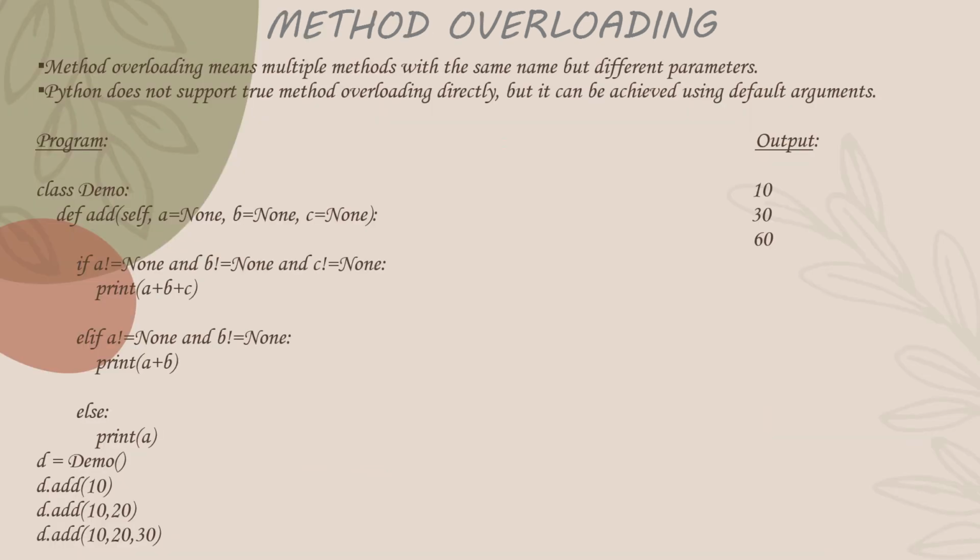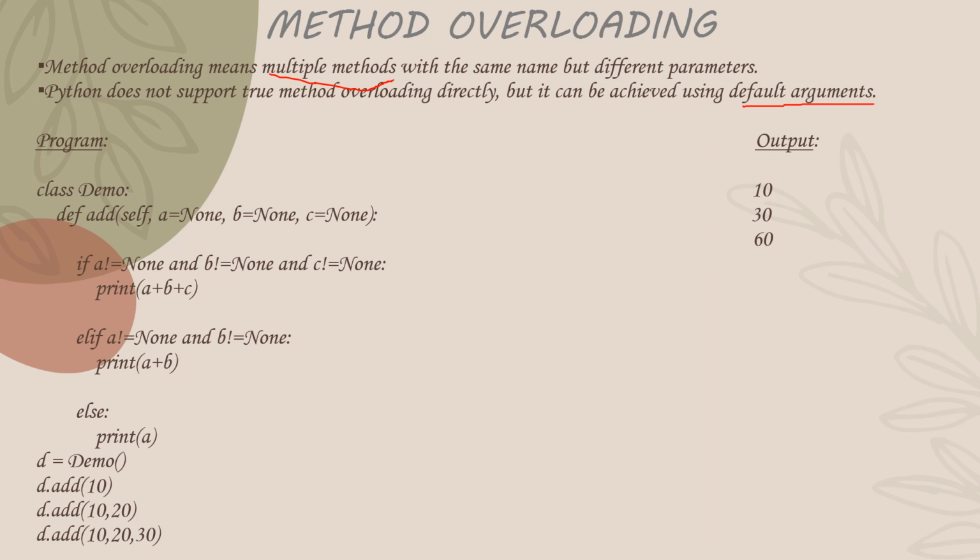Method overloading. Method overloading means multiple methods with the same name but different parameters. Python does not support true method overloading directly, but it can be achieved using default arguments. For example, we have class Demo, where we have defined add(self, A=None, B=None, and C=None).